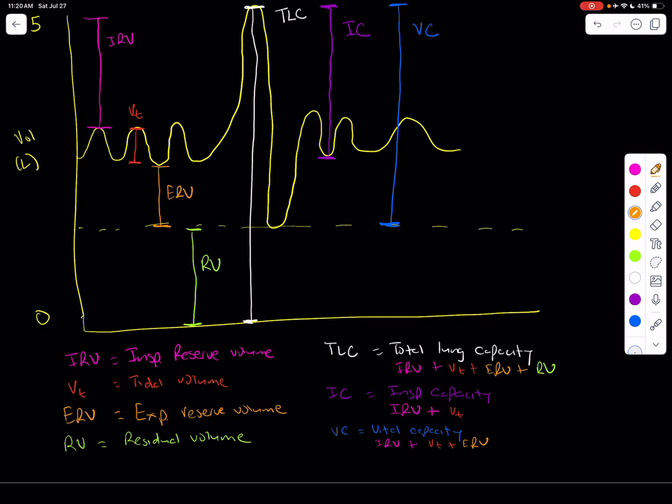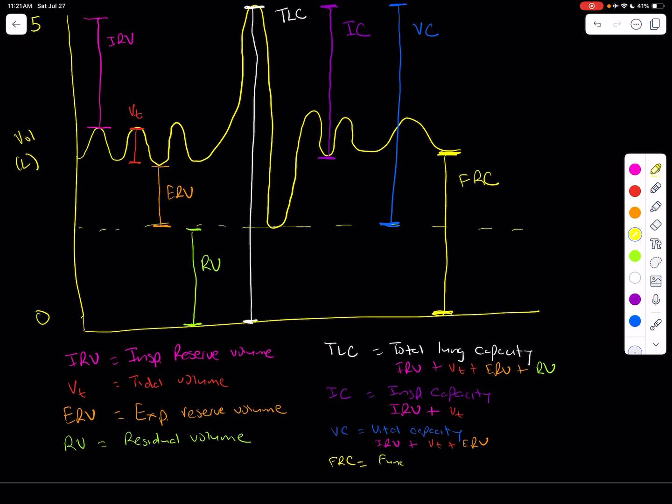I guess I need a new color here. Oh, yeah, we'll just do it in yellow. That's fine. Okay, so we're going to do this last one. This last one starts here at the end of a normal breath out, and it goes all the way down to 0. We call this functional residual capacity, so FRC. Now, I have occasionally seen this as functional reserve capacity, but not very often. It's usually functional residual capacity, and that's how we'll refer to it.